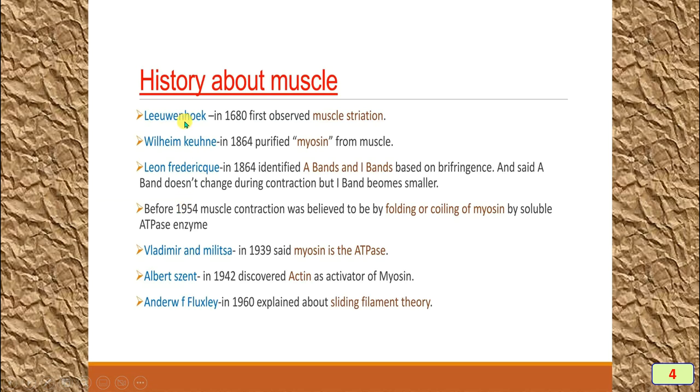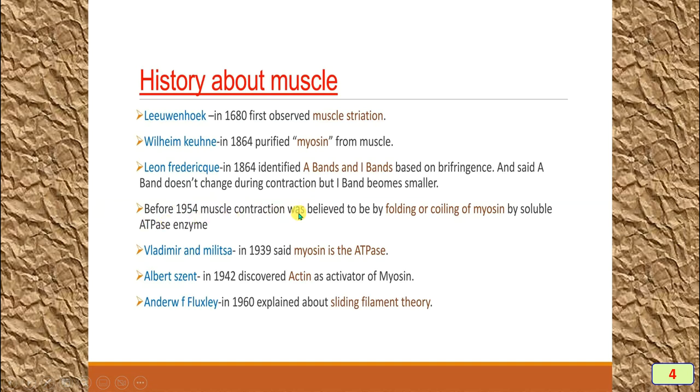Anthony van Leeuwenhoek in 1680 first observed muscle striation, meaning he noted that they have different types of bands and fibers. And Wilhelm Kühne in 1864 purified myosin from the muscle, and Hugh Huxley later described A bands and I bands based on the pattern, and said the A band does not change during the contraction, but the I band becomes smaller.